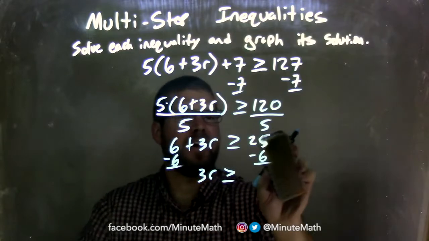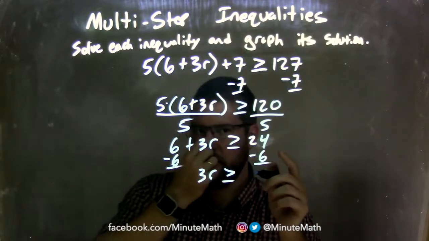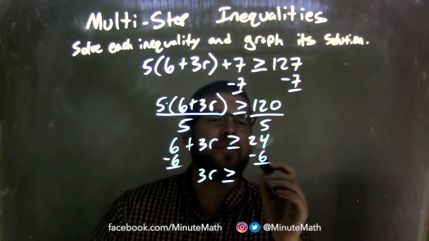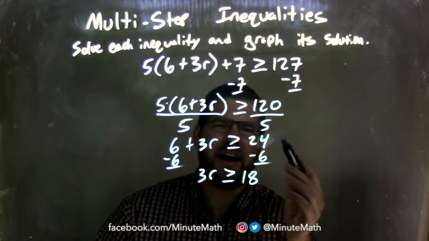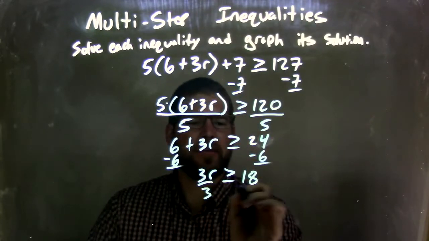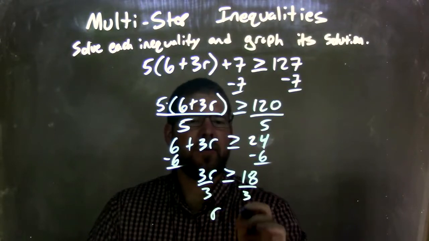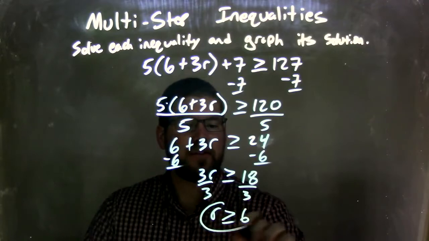So 3r is greater than or equal to 25 minus 6 being 19. 25 is 24, and I wrote 25. Sorry about that. I wonder who caught it. If you caught it before I did, put it in the comment section. So we have 24 minus 6 is 18, right? So I don't know how I put 25. I wasn't thinking. It's 24 minus 6, 18. Now divide by 3 on both sides. Leaves me r by itself here is greater than or equal to 18 divided by 3, which is 6. Which is great. So now we have r isolated.